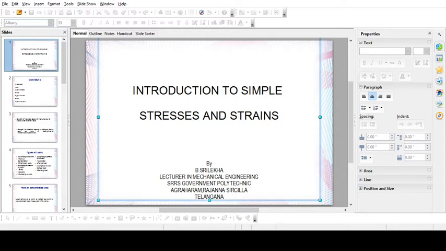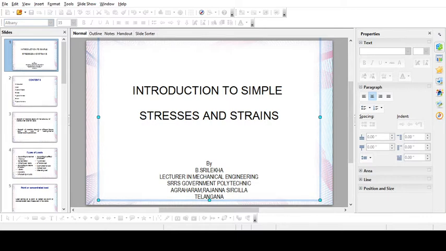So, as I have told you, this chapter is going to be the first chapter of strength of materials actually. But as we have clubbed both the subjects, we are having this as the second chapter. Now, what is strength of materials actually? As you know, strength is nothing but resistance of a body. Strength deals with the resistance capacity of a body.